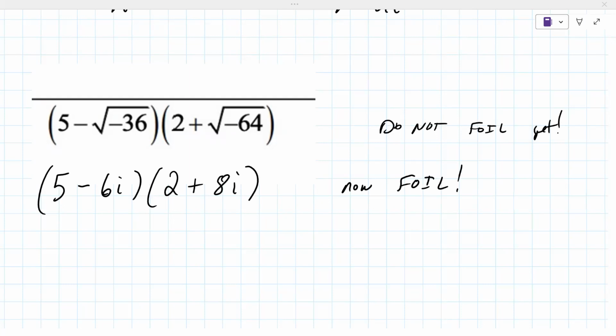All right, I got 7 plus 2i. For FOILing, wait, wouldn't, oh, wait, never mind. Yeah, you combine like terms. Take a moment there. I'll be right back with you.